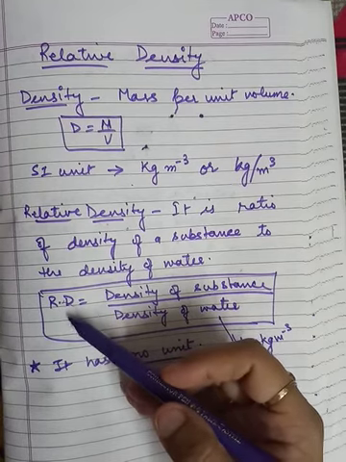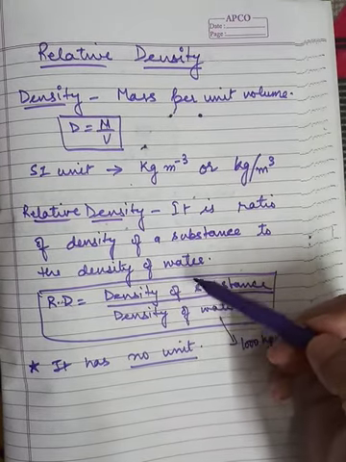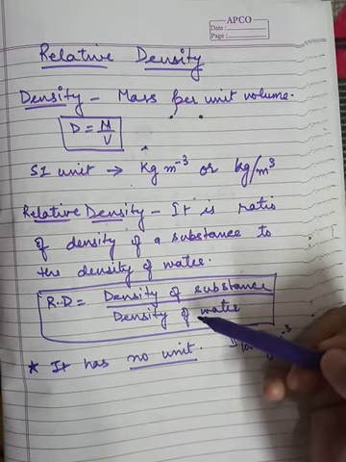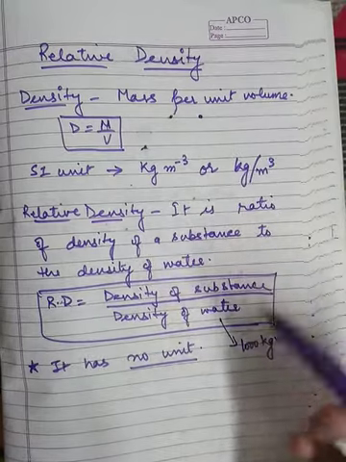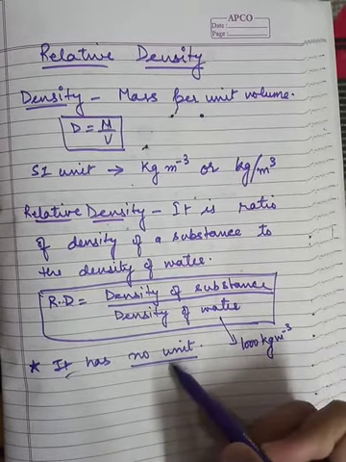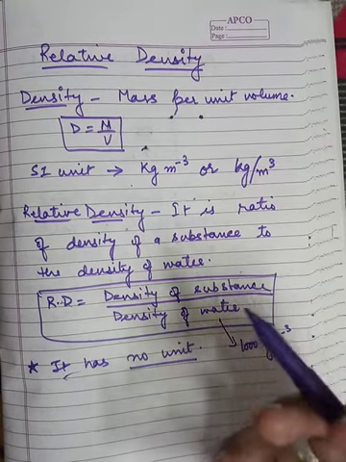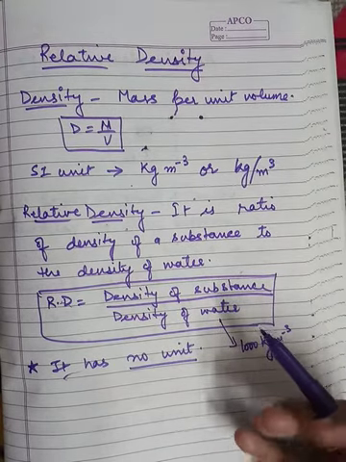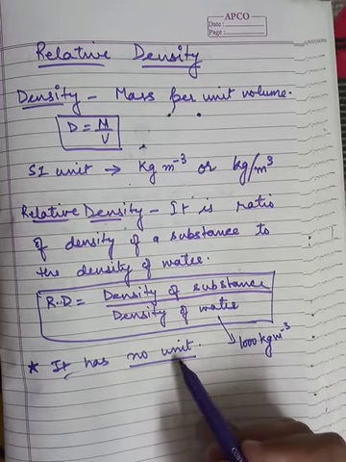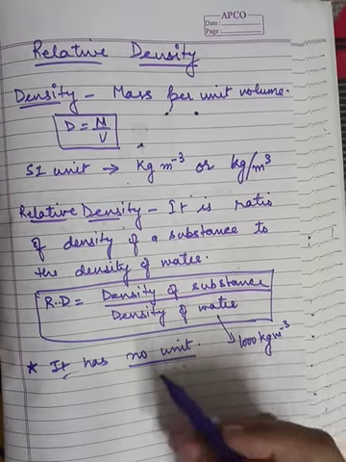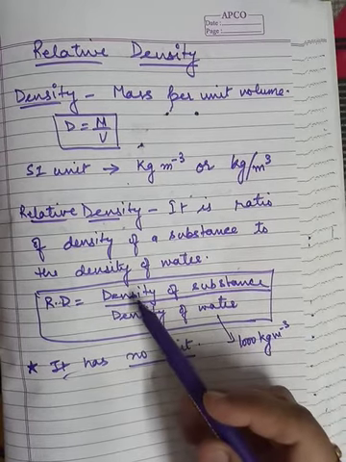Because it is a ratio of the two densities, the unit of this and unit of this should remain the same, and so the relative density will not have any unit. So it is a unitless quantity, it is only the ratio of density, so it will be a constant value and there will be no unit. So it is very important, this is asked many times in questions. So to find out any relative density, we will use this formula.